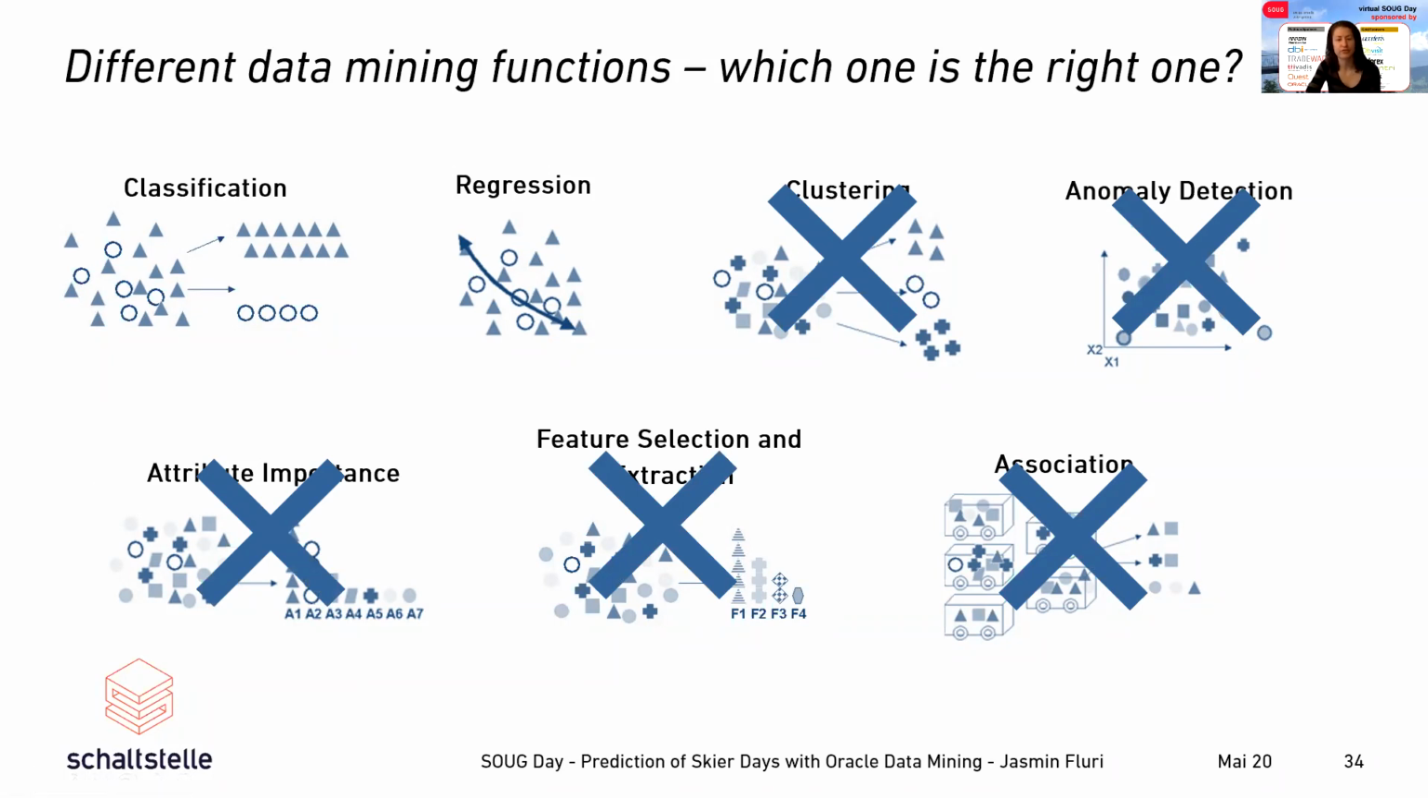That leaves us with the final two, classification and regression. Both of them can be used for predictions. Classifications are described as models that use historical data to predict a categorical target. And regressions are described as models that use historical data to predict a numerical target. So the only difference is that one predicts a categorical value, like the avalanche risk that can be low, medium, or high, and one predicts a numerical value that is a number. That's why we decided to go with the regression, because we want to have the amount of skiers as a number.